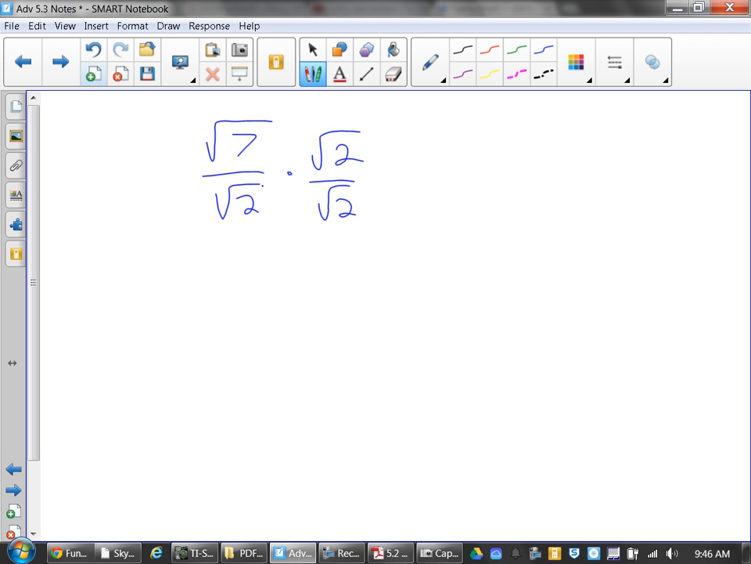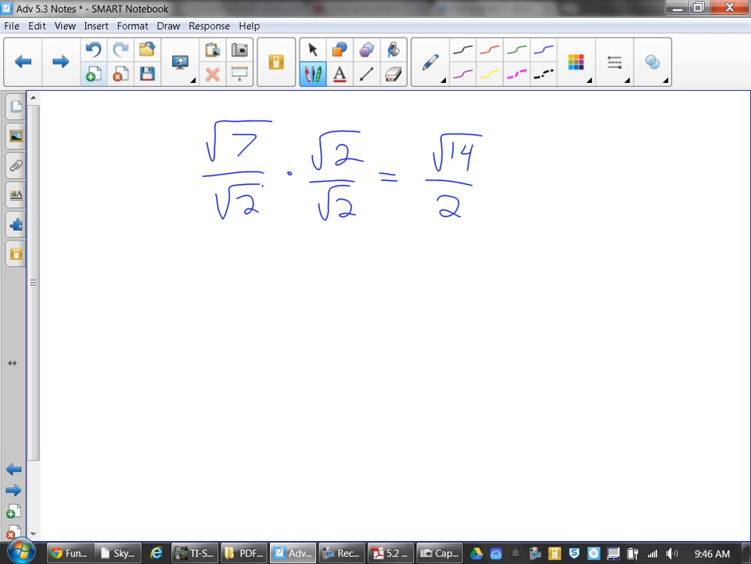Because what's the square root of 2 times the square root of 2? Square root of 4 is 2. Square root of junk times the square root of junk is junk. So what's 7 times 2? 14. That's how you rationalize. Okay. That's the simplified version of the square root of 7 halves.